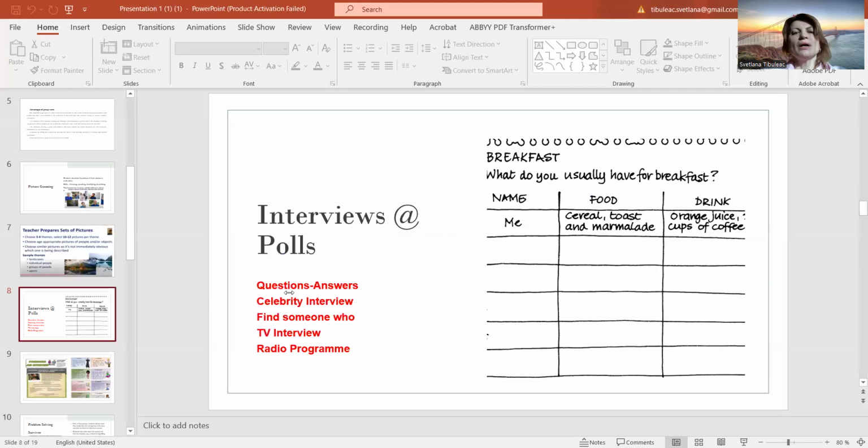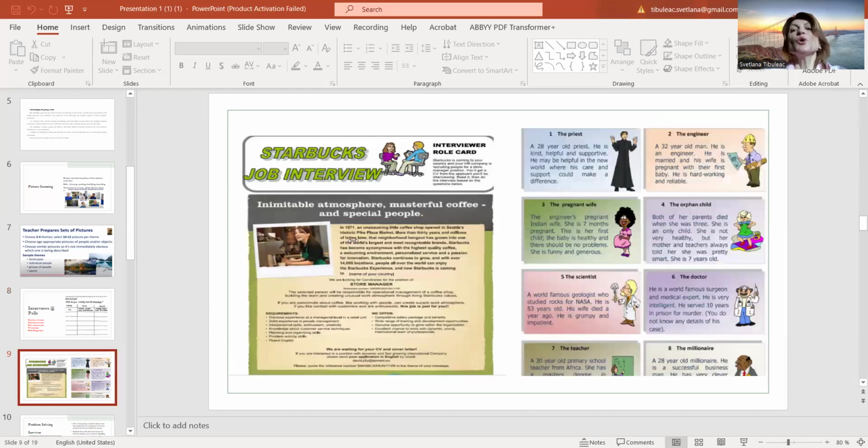So here we have questioning each other and giving answers. The interviews differ, for example, celebrity interviews, find someone who, asking questions, and TV interviews, radio programs. Another one might be job interviews.